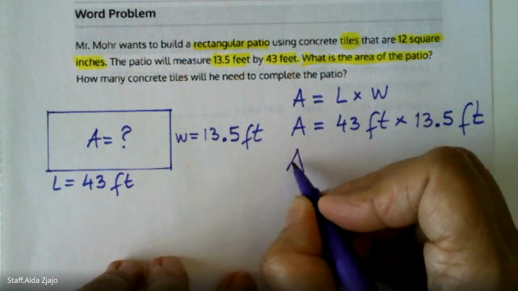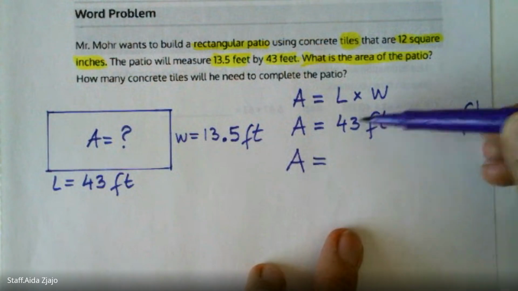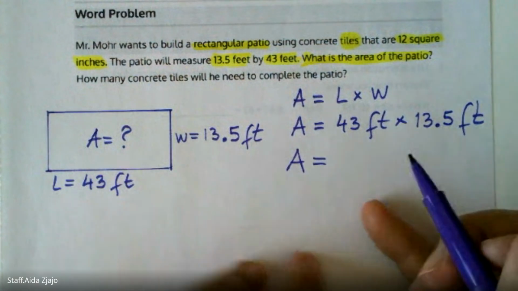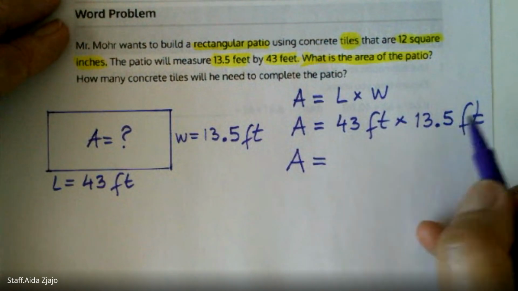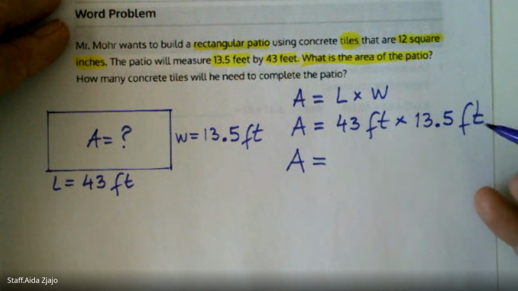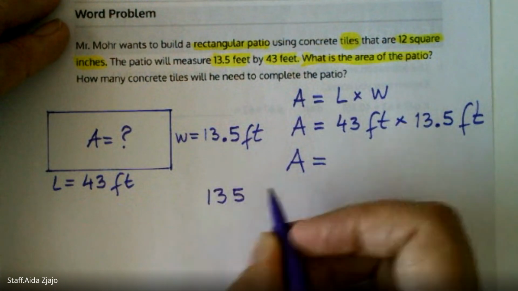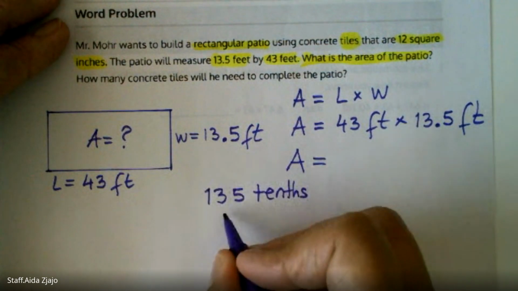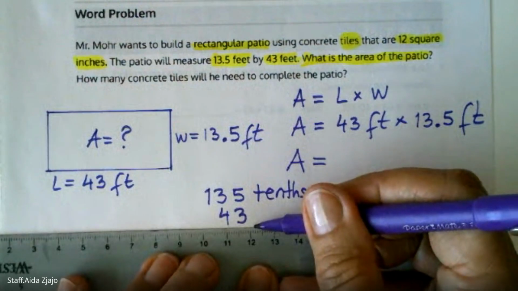Area equals 13 and a half times 43. You can do this thinking logically, what is half of 43 as well. If you are using the standard algorithm, you can think of 13 and 5/10 as 135 tenths. Now I'm going to multiply by 43, and I will use standard multiplication.